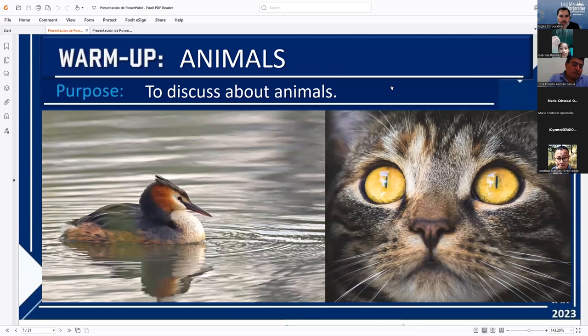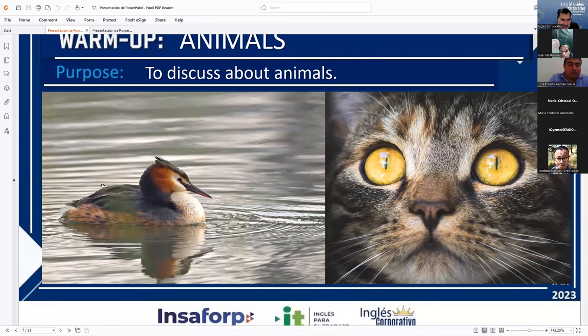Today, we're going to be working on animals. Look at this animal. What animal do you think this is? Is it a cat, teacher? It looks like a duck, but look at the beak. It's a bill, so it's different. It's a different type of bird.